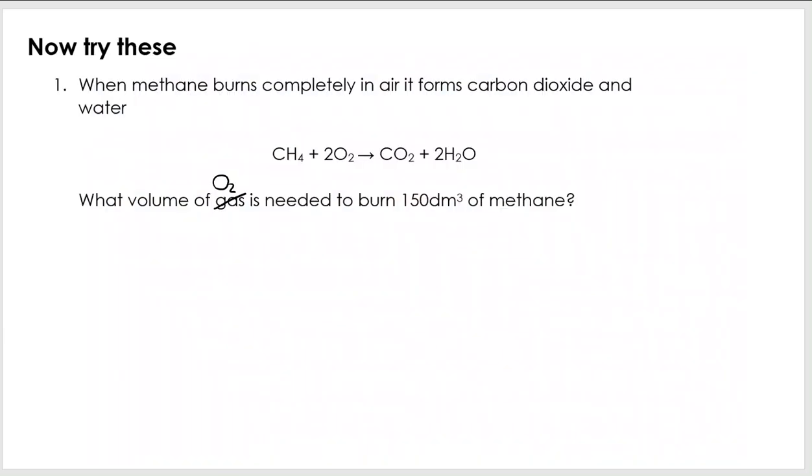A couple of quick questions for you to try to finish off. What volume of O2 would be needed to react with 150 decimeters cubed of methane? Well, this is actually really straightforward. 1 mole of methane reacts with 2 moles of oxygen, and we know that 1 mole occupies a volume of 24 decimeters cubed. So I need double the volume of oxygen. If I need 150 decimeters cubed of methane, I need 300 decimeters cubed of oxygen.